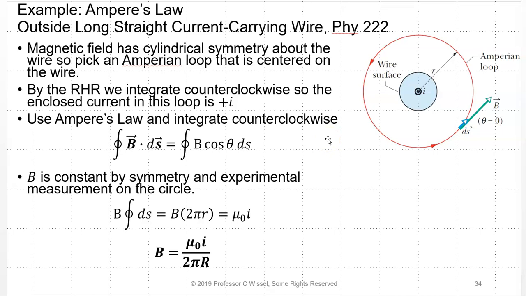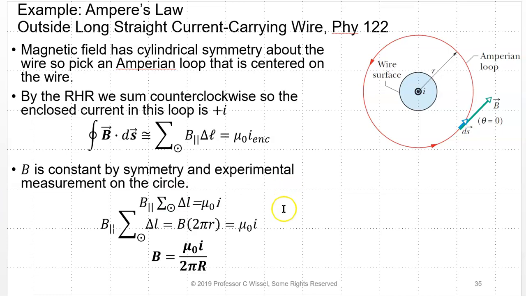We use Ampere's law and integrate counterclockwise. The integral of B dot ds equals B cosine theta ds. And of course, B is constant by symmetry and by experimental measurement on the circle. And of course, B and ds are lying along each other, so we can pull the B outside the integral. So B times the integral of ds is just B times 2 pi r. That is just the circumference of the circle. And that has to equal mu naught I. So B equals mu naught I over 2 pi r.